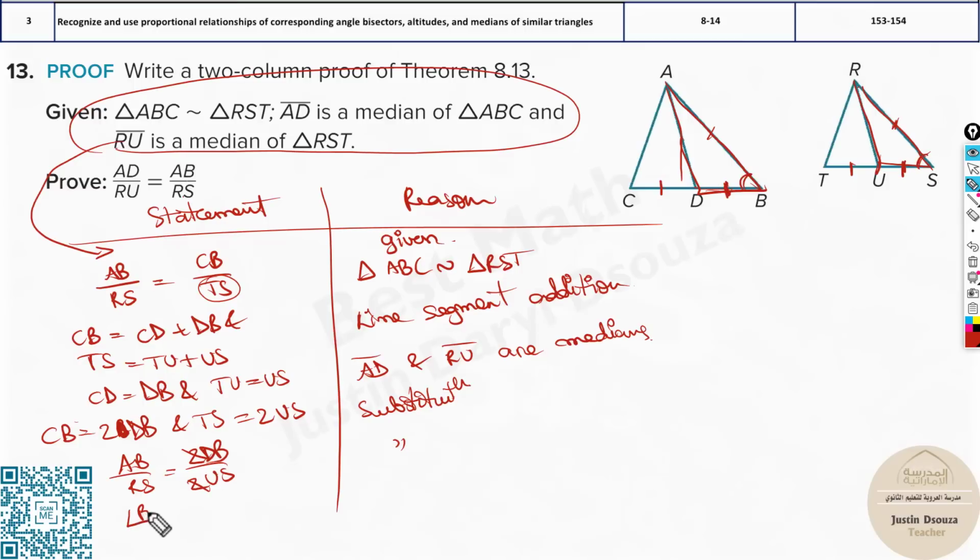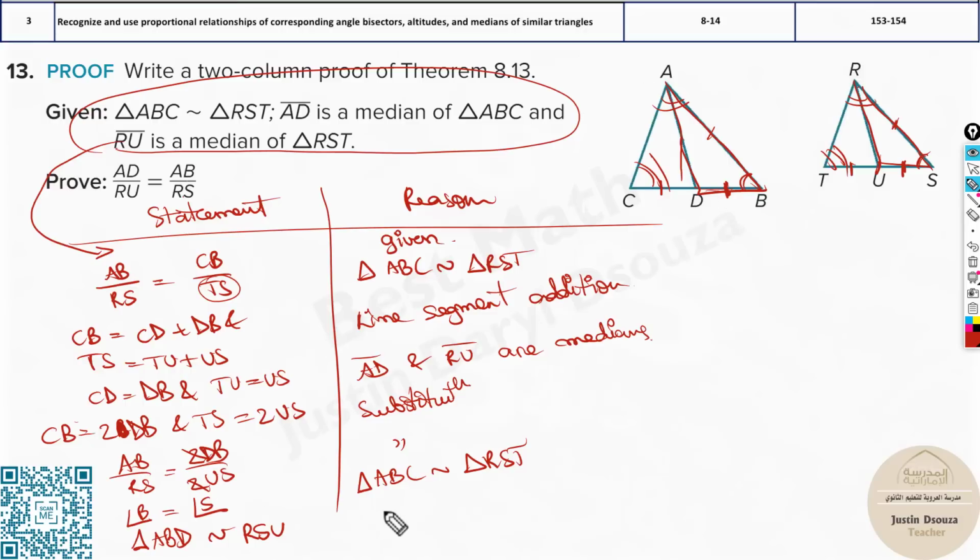And then now I can tell angle B and angle S are what? Same. Angle B is equal to angle S. Why is this? Because triangle ABC is similar to triangle RST. It's given, right? When they are similar, all the angles are equal over here. This angle will be equal to this. Now then, can you see triangle ABD is similar to triangle RSU. Why is this? Because I got the two sides proportional.